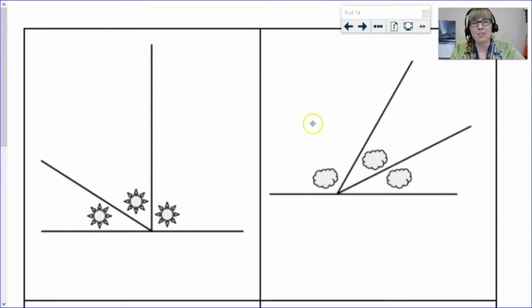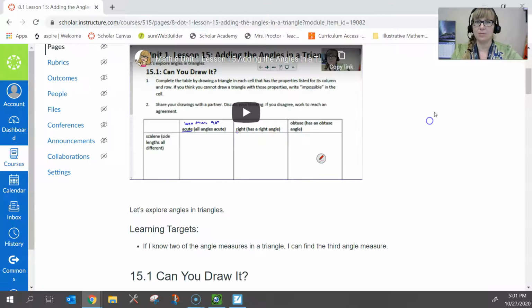What we're going to do this time is, instead of starting with a triangle and measuring the angles, we're going to start with these 3 angles that we know for sure add up to 180 degrees and see if we can use them to build a triangle.